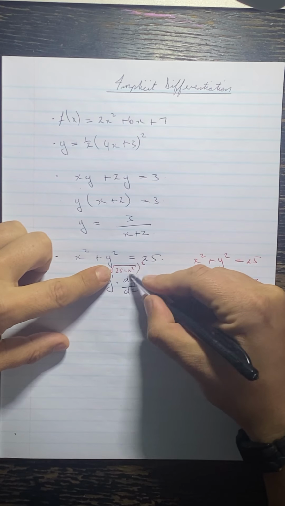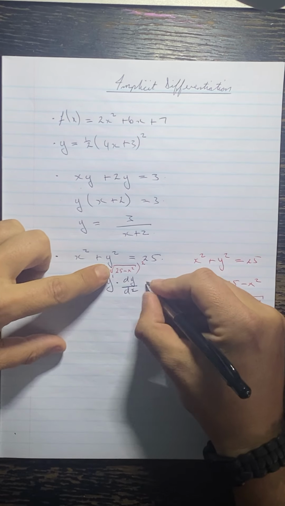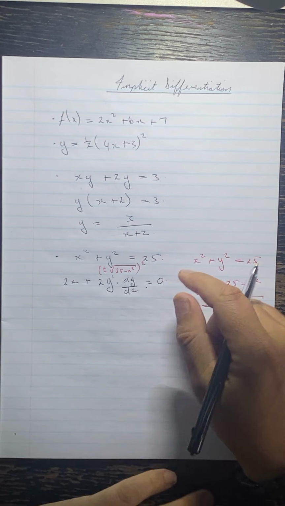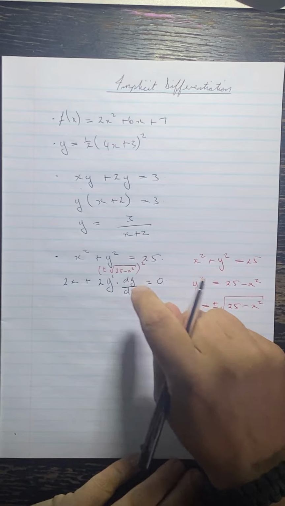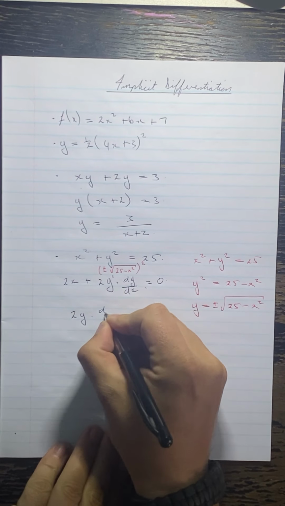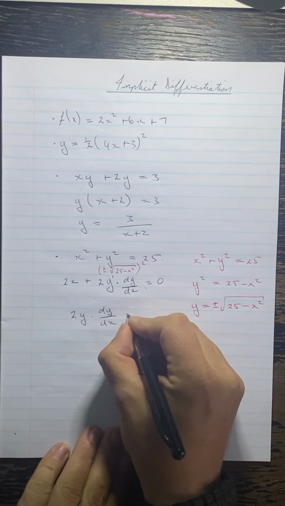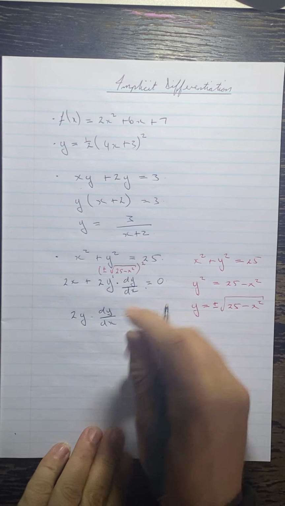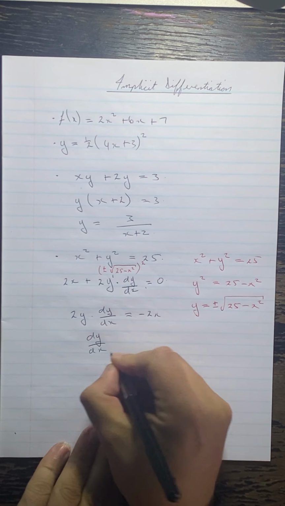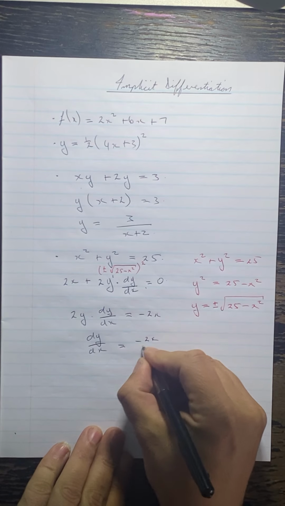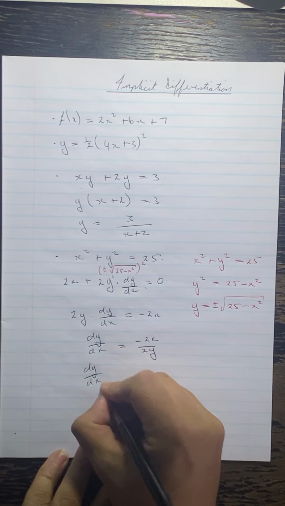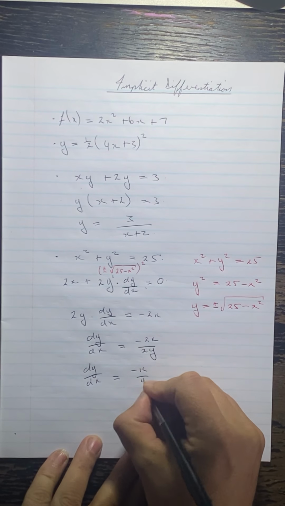Okay, in this case, you can see you would differentiate that. And here we would get equals to 0. And then what I can do, grade 11s, is we get this dy dx on its own. So we're going to get 2y times dy dx is equal to minus 2x. Then I divide through by the 2y, and I get dy dx is equal to minus 2x over 2y. We can simplify that, and we get dy dx is equal to minus x over y.